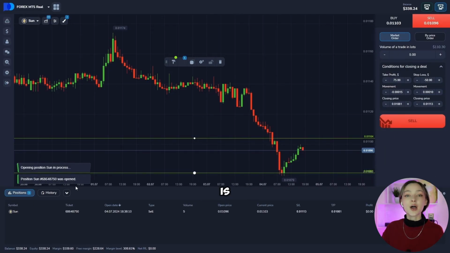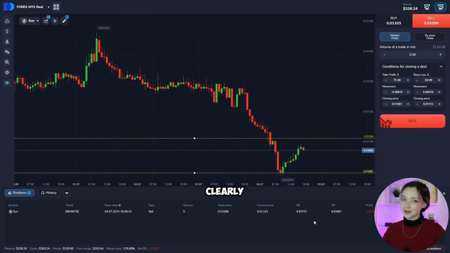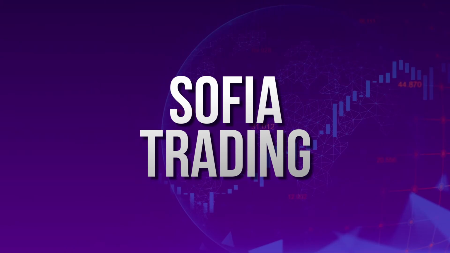As we can see, our position is opened. Our stop loss and take profit are displayed right here. If the price reaches the stop loss line, our trade will lose. And if it reaches our take profit, our deal will automatically get closed in a profit. This is where our current loss or profit are displayed. I hope I explained clear enough how Forex trading works. At this point, let's draw some conclusions.